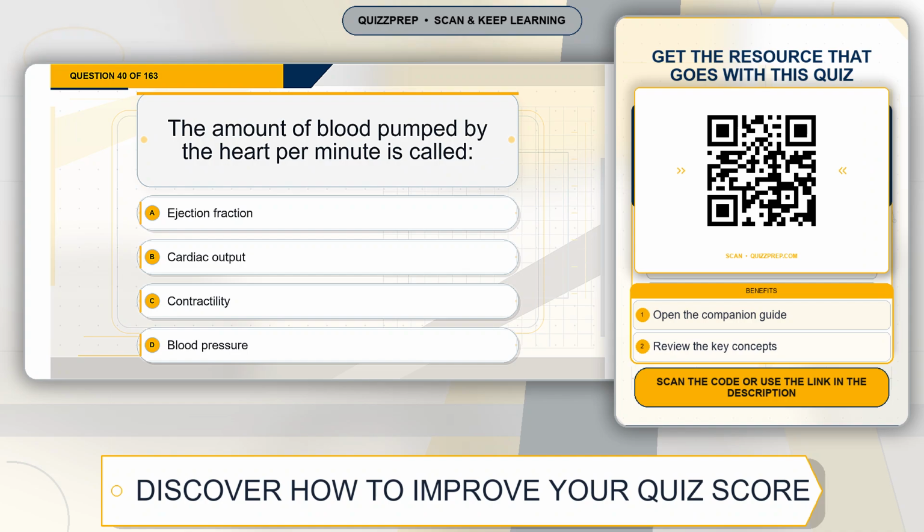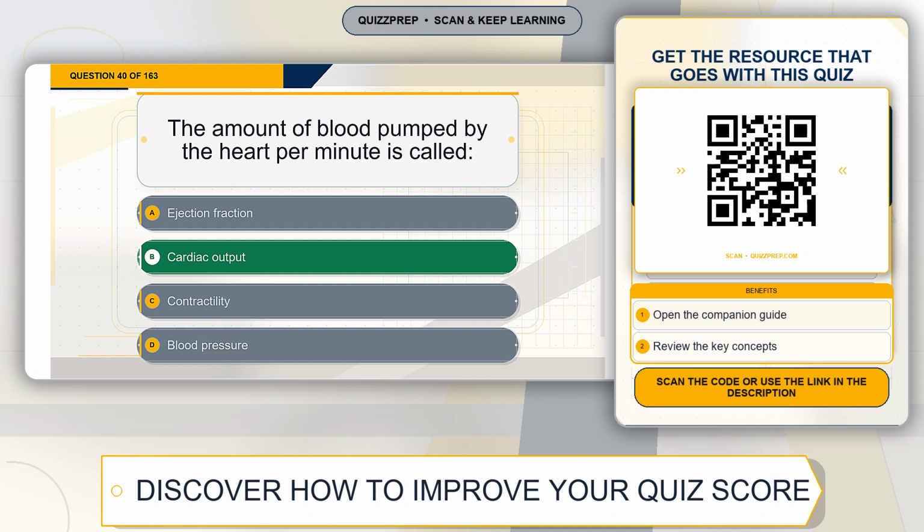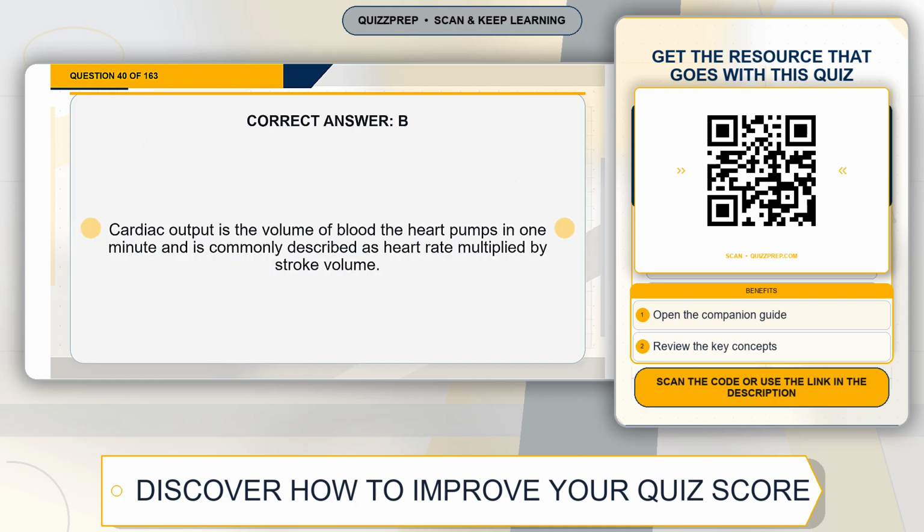the course. Question 40. The amount of blood pumped by the heart per minute is called Option A, ejection fraction. Option B, cardiac output. Option C, contractility. Option D, blood pressure. The correct answer is option B, cardiac output. Explanation. Cardiac output is the volume of blood the heart pumps in 1 minute and is commonly described as heart rate multiplied by stroke volume.